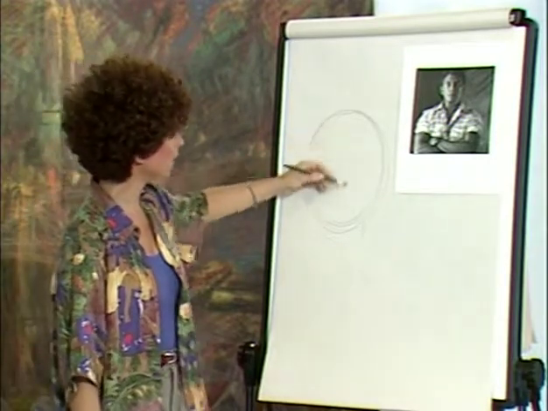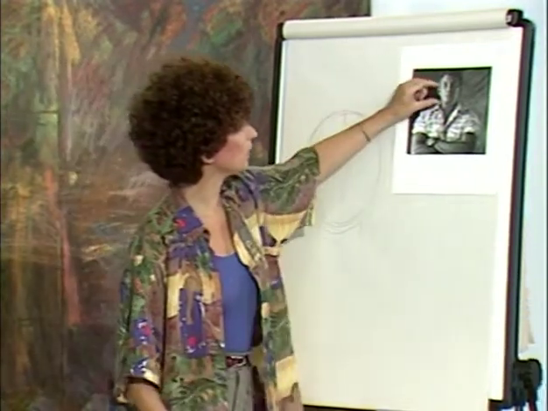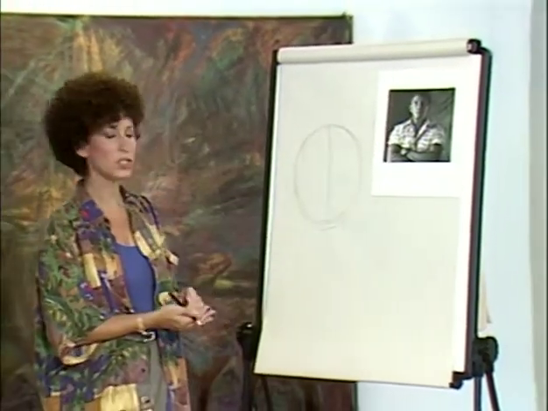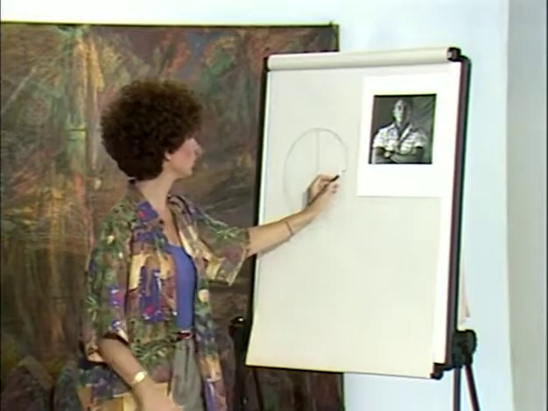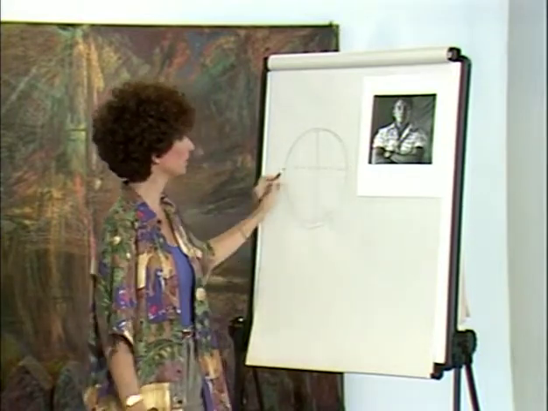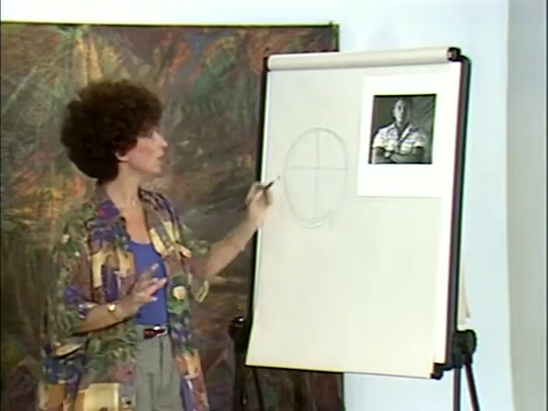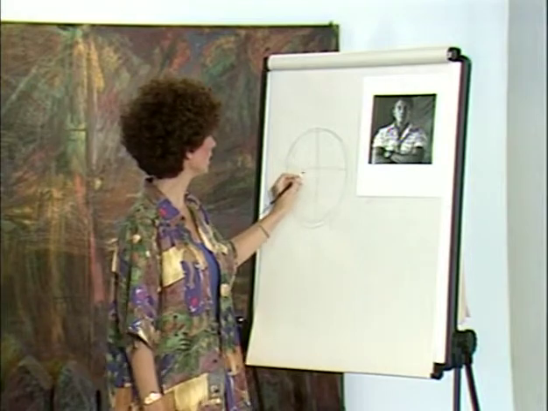I'll divide it in half, and I notice when I look at him that in his case the eyes seem just slightly higher than center. And because I've noticed that in advance, I'll draw my line just slightly higher. His eyes are also very rounded. It's unusual to see the whole iris, but you pretty much can in these eyes. So we have some pretty round eyes.